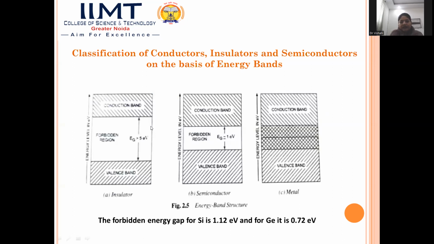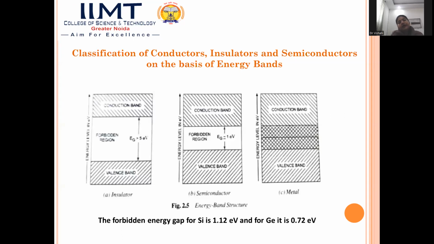We can see clearly that the energy required for the electron of the valence band to go to the conduction band in the case of the insulator must be equal to or greater than 5 electron volt. This 5 electron volt is a large amount of energy, and at room temperature it is not possible for the electron residing in the valence band to overcome this energy gap and move to the conduction band. That is why there are no free electrons in insulators, and insulators are said to be bad conductors of electricity.